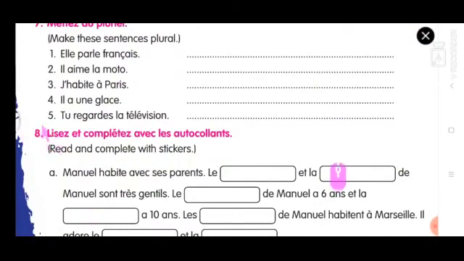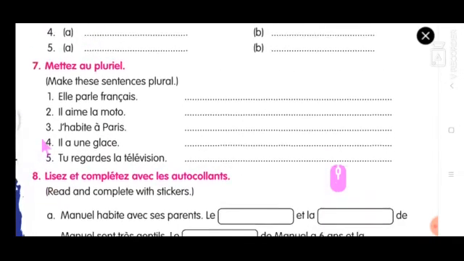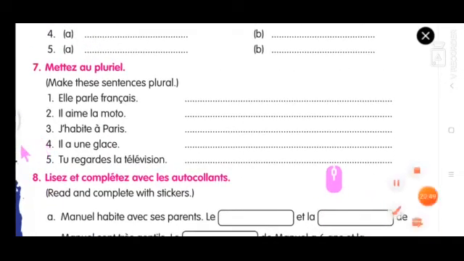Exercise number 8, that is based on stickers which is on the backside of your book. So if you want, you can try this exercise, but people who have an old book will not be doing this exercise. People who have a new book can do this exercise. So others, you can try this exercise, that is exercise number 7.